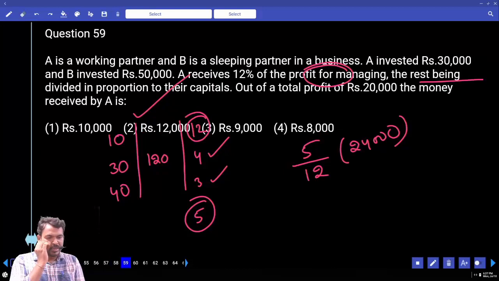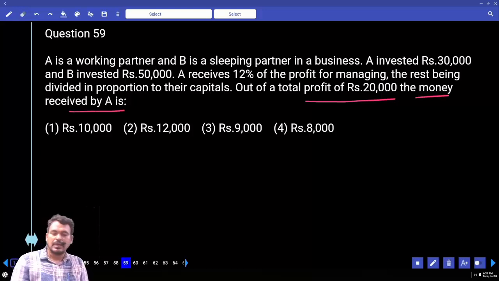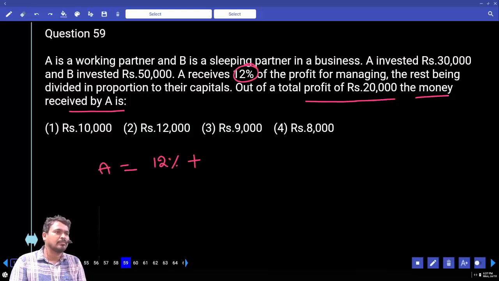Next question number 59. A is a working partner and B is a sleeping partner. A invested 30,000 and B invested 50,000. A received 12% of the profit for managing the business, the rest being divided in proportion to their capitals. Out of a total profit of 20,000, the money received by A. First, we require A's share or B's share? A's share. Already A's salary is how much? 12%. Plus A is a working partner or sleeping partner? Working partner. You get profit plus salary or only profit? Profit plus salary. Already salary 12%.